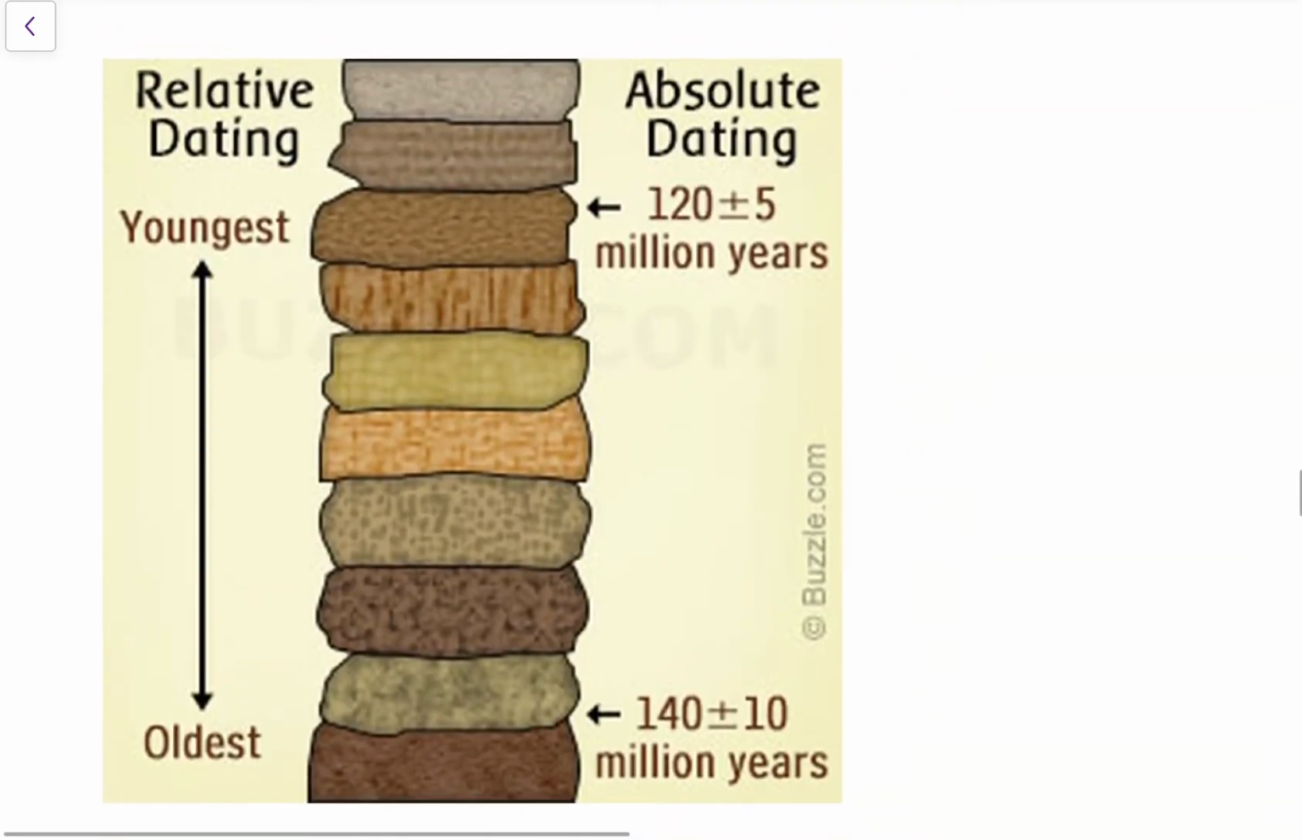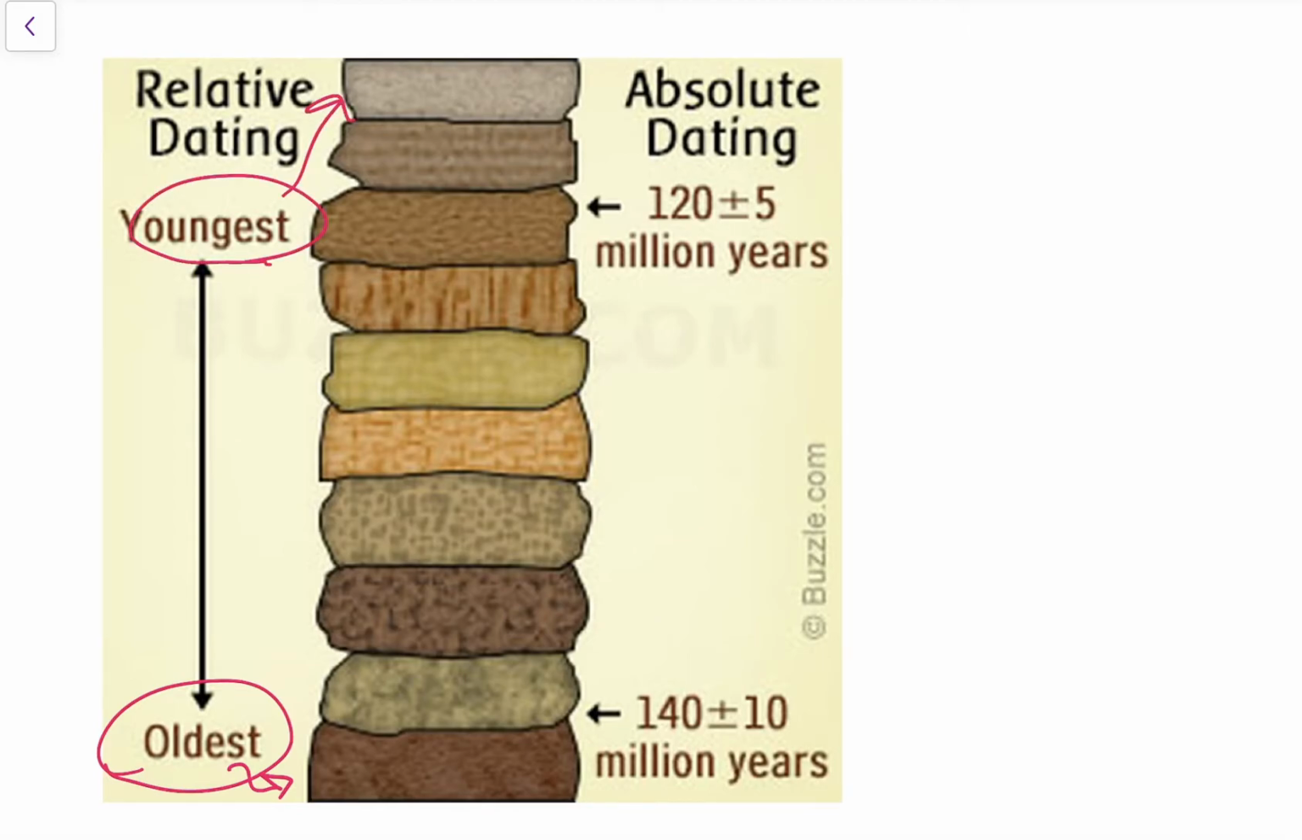Okay, here's another picture of the law of superposition. Here we're saying that the oldest rocks are at the bottom. The youngest rocks are at the top. And in this picture, we can combine the law of superposition, relative dating, and absolute dating to try to figure out exactly how old some of these rocks are. Okay, so we know the oldest rocks are at the bottom, the youngest rocks are at the top.